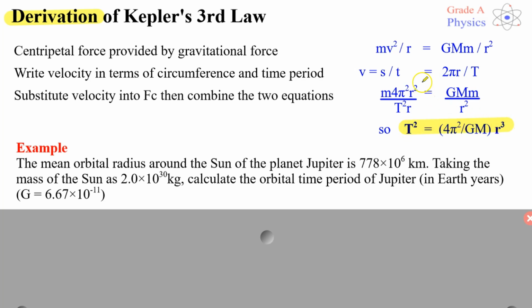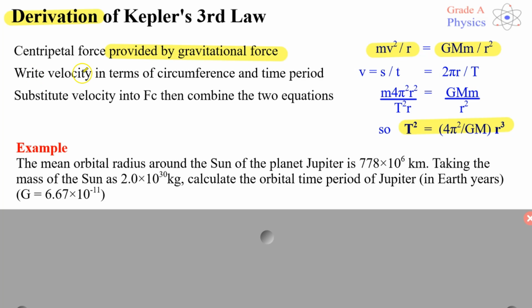So this is what we're going to do now. First of all, we need to consider that the centripetal force, if we're talking about a planet, is provided by the gravitational force of attraction. So we have mv squared over r, the centripetal force, is equal to the gravitational force. We could simplify at this point, but I'm going to simplify later on. But if we look at this expression here, we've got mv squared over r and GMm over r squared. So we want to get rid of the v.